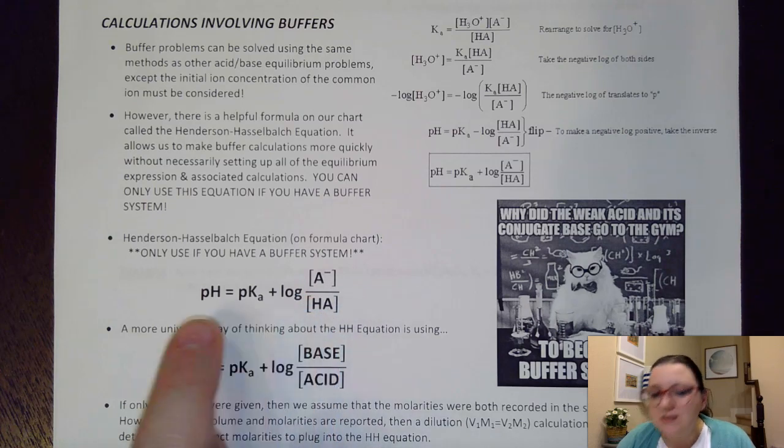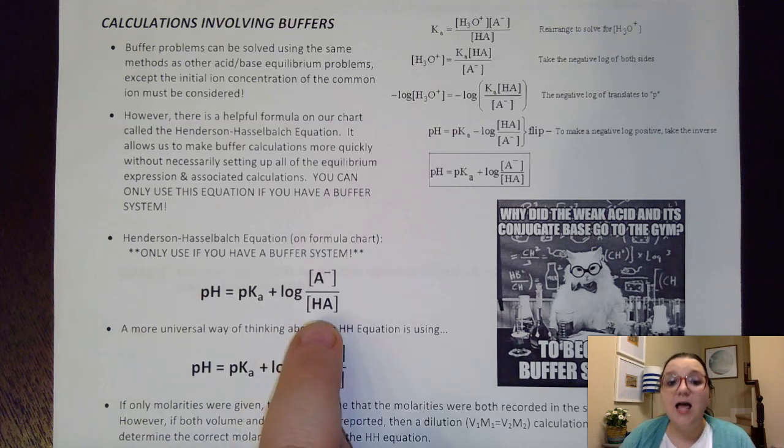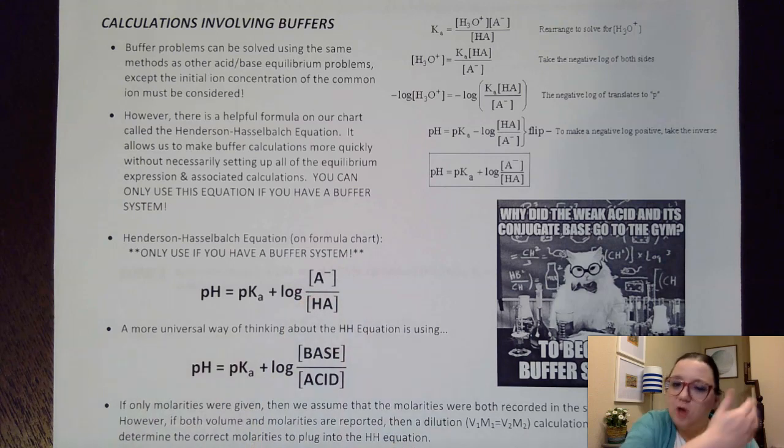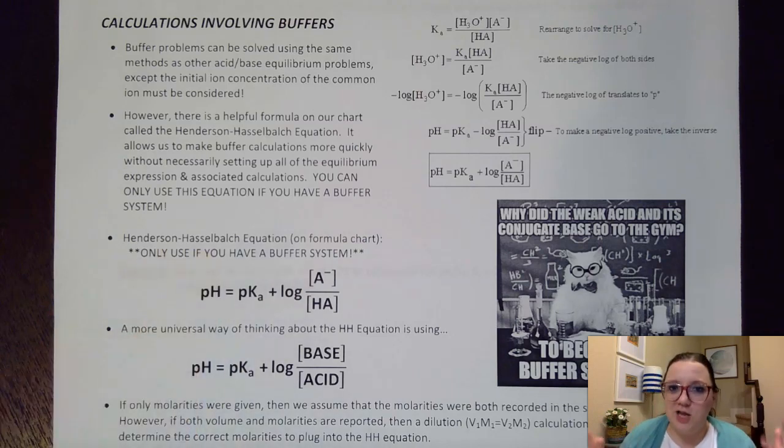Now again, this equation only works if I have a buffer system. I have to have both present, the weak acid as well as its conjugate base, or a weak base with its conjugate acid. If I don't have one or the other, then I can't use this equation. So I have to be really, really careful. From here on out, I tend to call the Henderson-Hasselbalch equation the HH equation. So if you ever hear me say HH equation, this is the equation I'm referring to.